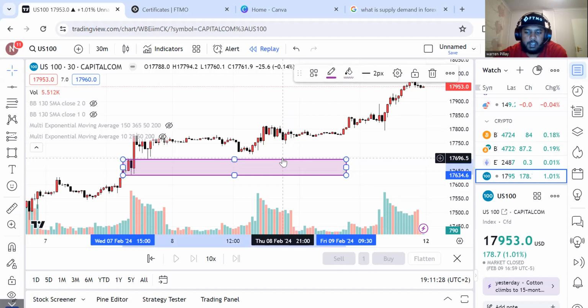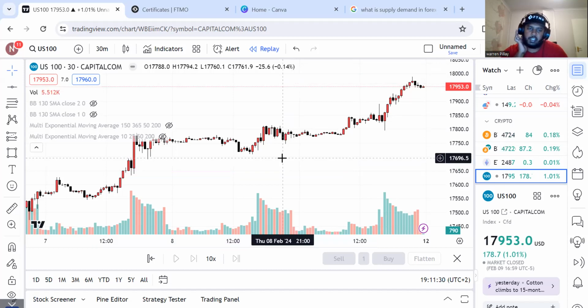Okay guys, that's the plain demand. This is not the confluence I used to trade it. So after it actually taps into it, I maybe wait to make a trend line. A lot of other things to mention.